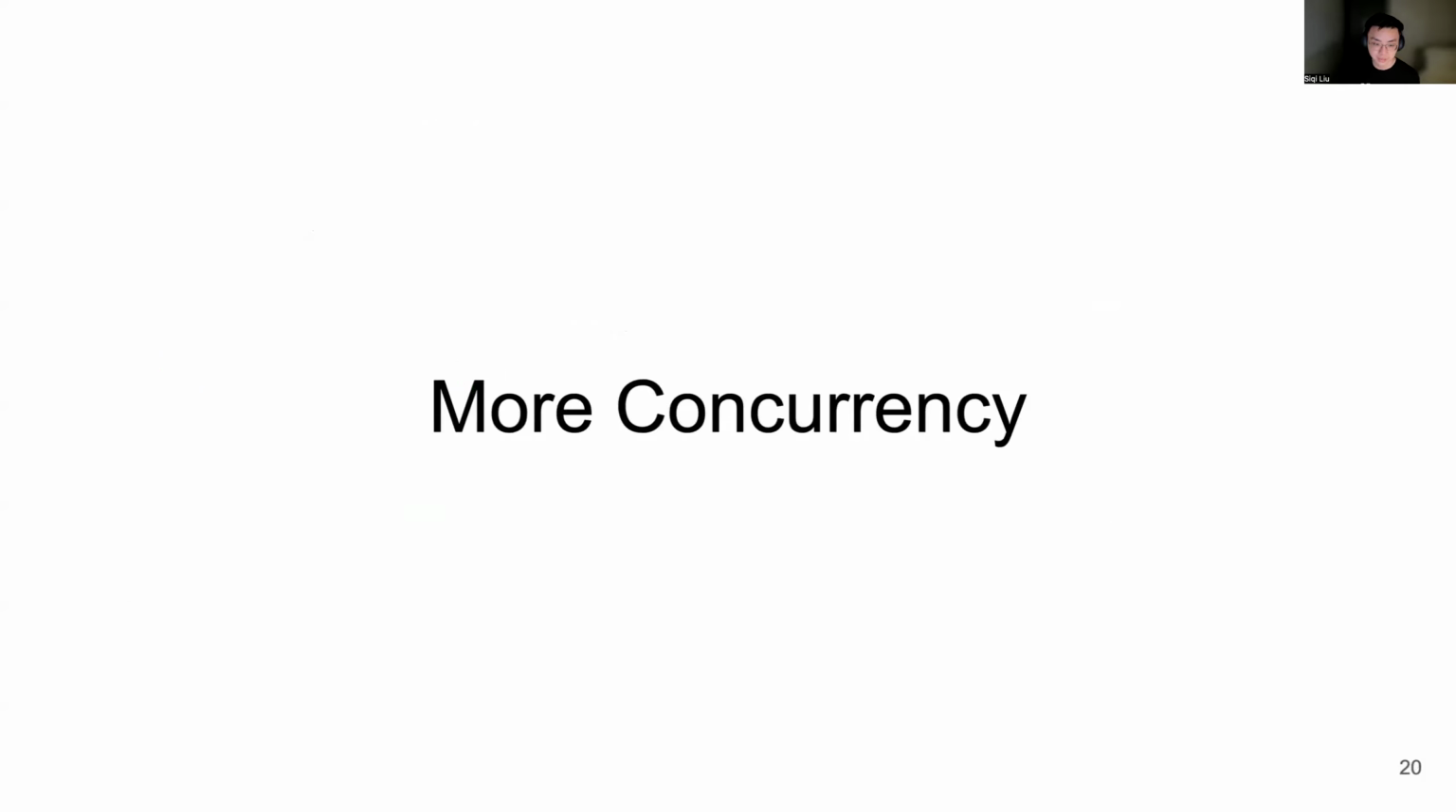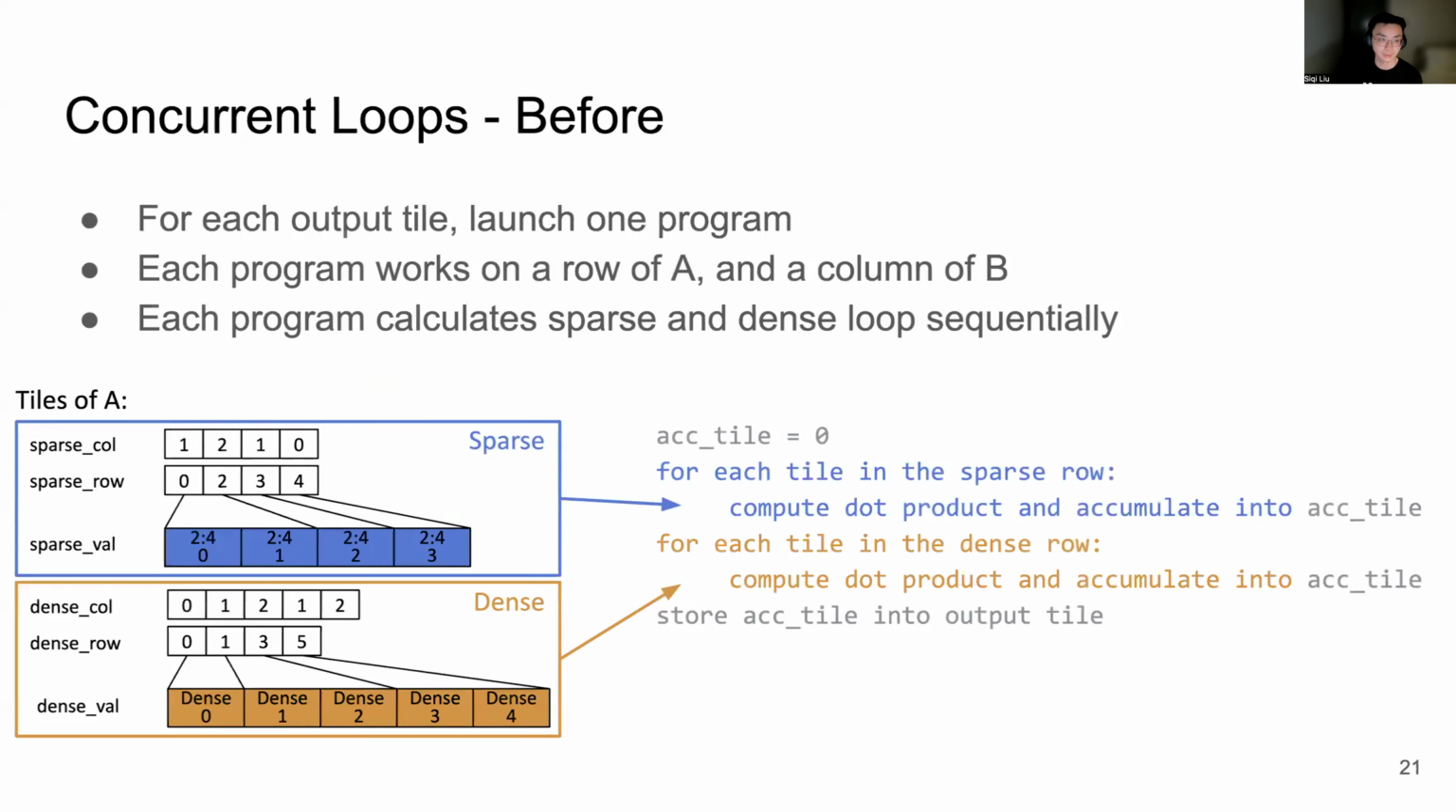And the next thing I want to talk about, and the last thing I want to talk about, is work concurrency. If you recall, this is our algorithm, which is sequential. For each of these tiles in a sparse row, we're going to compute dot products and accumulate them for the sparse row first, and then for the dense row. What if we can parallelize this?